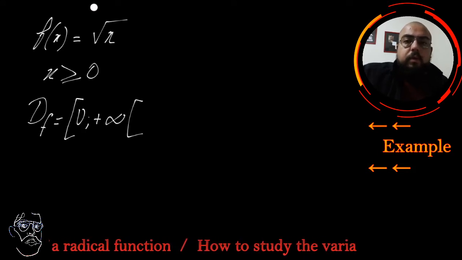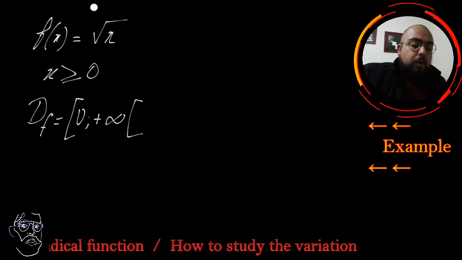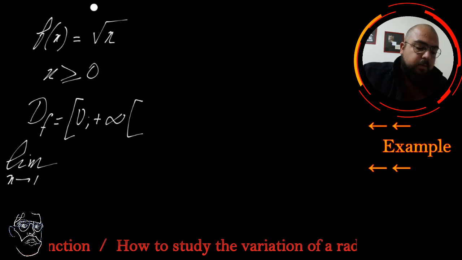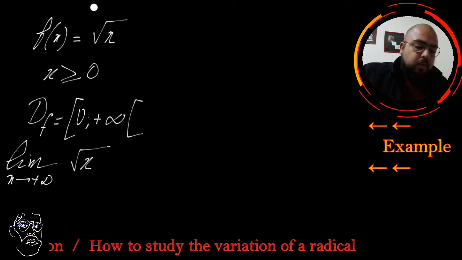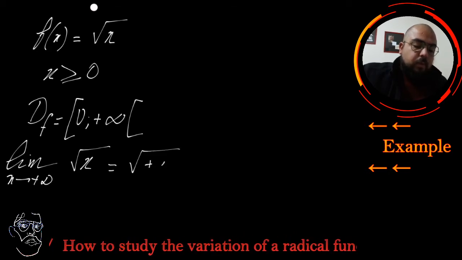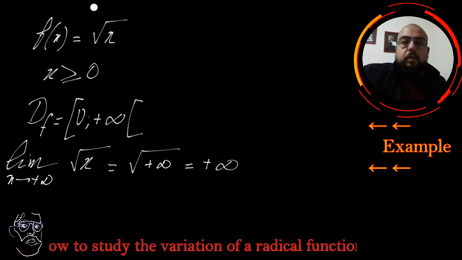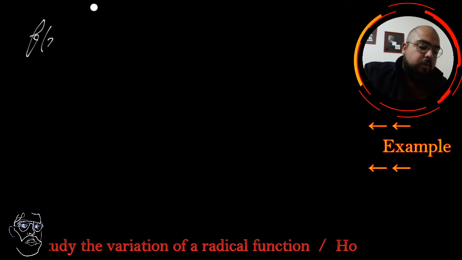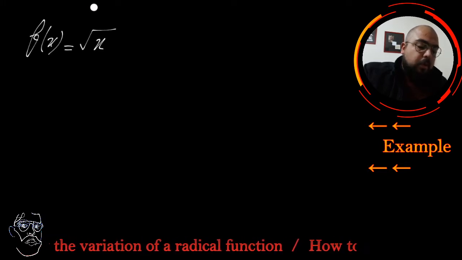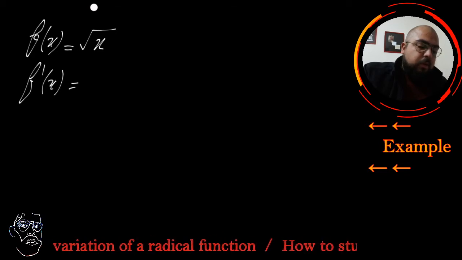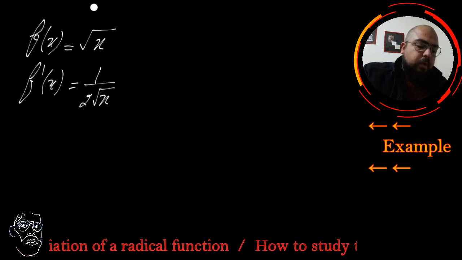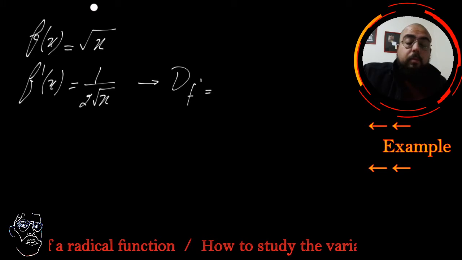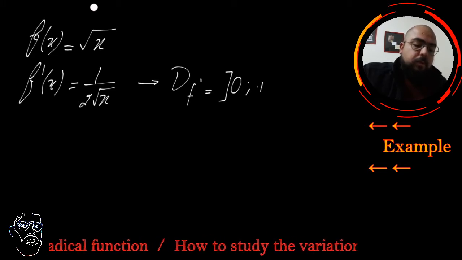Now, regarding the value at 0, f of 0 does exist, it's 0. We can study the limit whenever x tends towards plus infinity. The limit when x tends towards plus infinity of your function, which is square root of x, is equal to square root of plus infinity. It's again automatically plus infinity. Now you can go to the derivative. So f of x is equal to square root of x, so f prime of x is equal to 1 over 2 square root of x. Now the domain of f prime is from 0, but 0 excluded, to plus infinity.